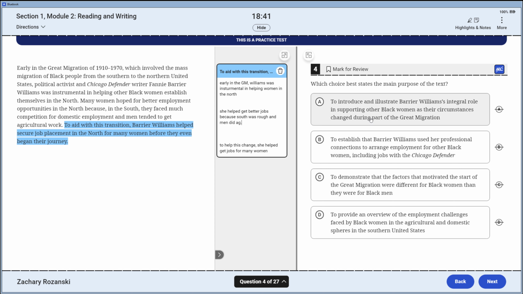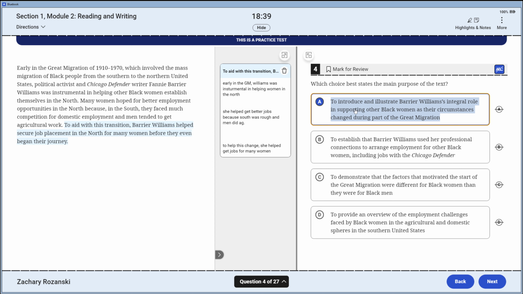"To introduce and illustrate her integral role," I love this, "as their circumstances changed." Yeah, during this transition, absolutely. At first, I was a little puzzled at that, but this transition maps on perfectly here. 4A is looking beautiful. "To establish, she used her professional connections to arrange employment for women, including..." we have no evidence to support that she got people there. And then professional connections, kind of wiggity whack, right?